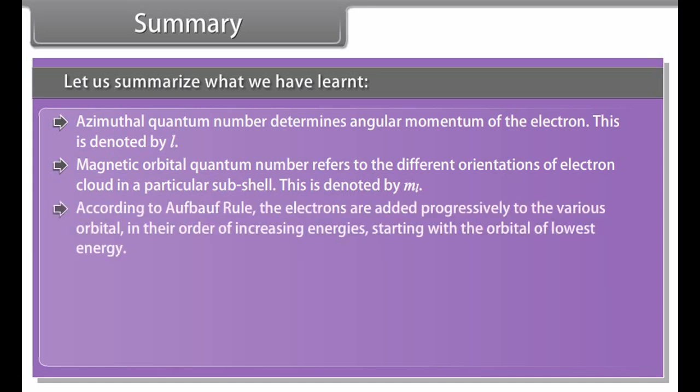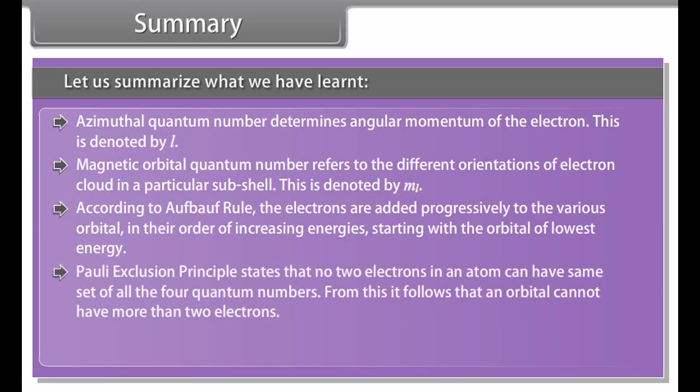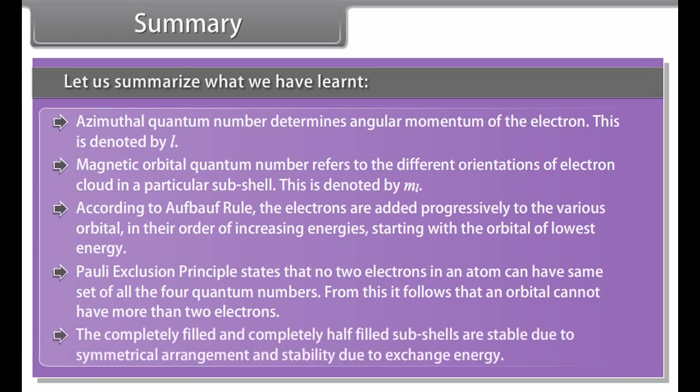According to the Aufbau rule, the electrons are added progressively to the various orbitals in their order of increasing energies, starting with the orbital of lowest energy. Pauli's exclusion principle states that no two electrons in an atom can have the same set of all 4 quantum numbers. From this, it follows that an orbital cannot have more than 2 electrons. The completely filled and completely half-filled subshells are stable due to symmetrical arrangement and stability due to exchange energy.